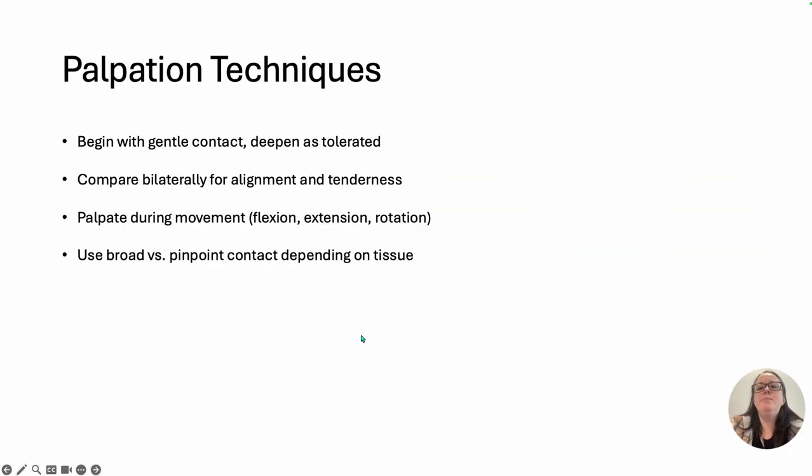Palpation techniques. These are basically the same for every body part, but begin with gentle contact, deepen as tolerated by the client. Ask how the pressure is as well. Compare bilateral sides for alignment and tenderness. Not all bodies are created equal on sides.